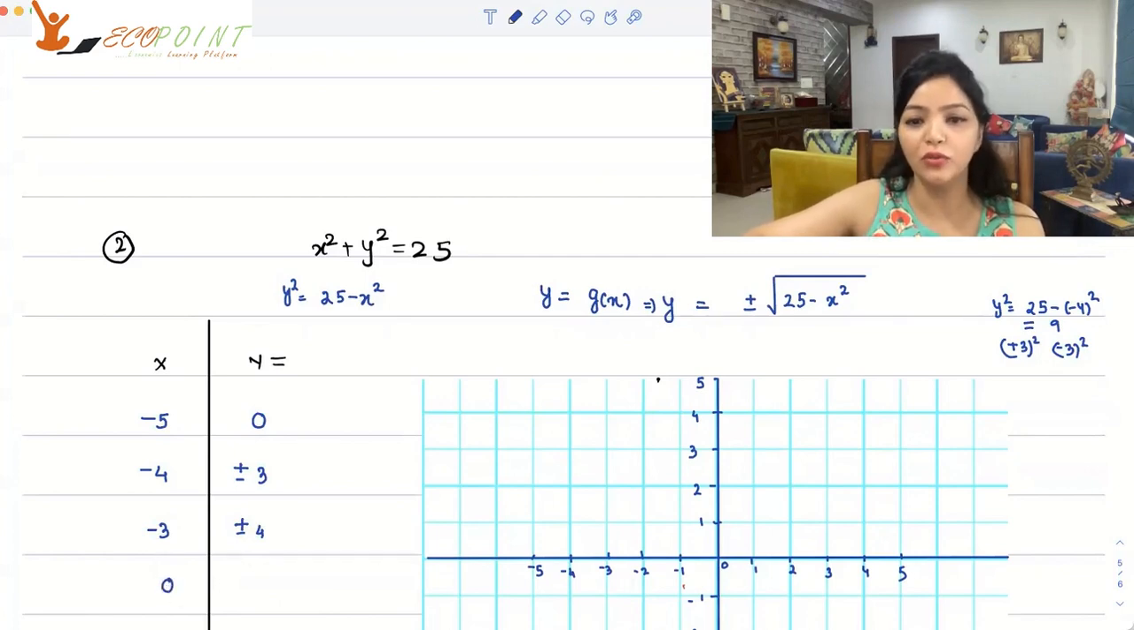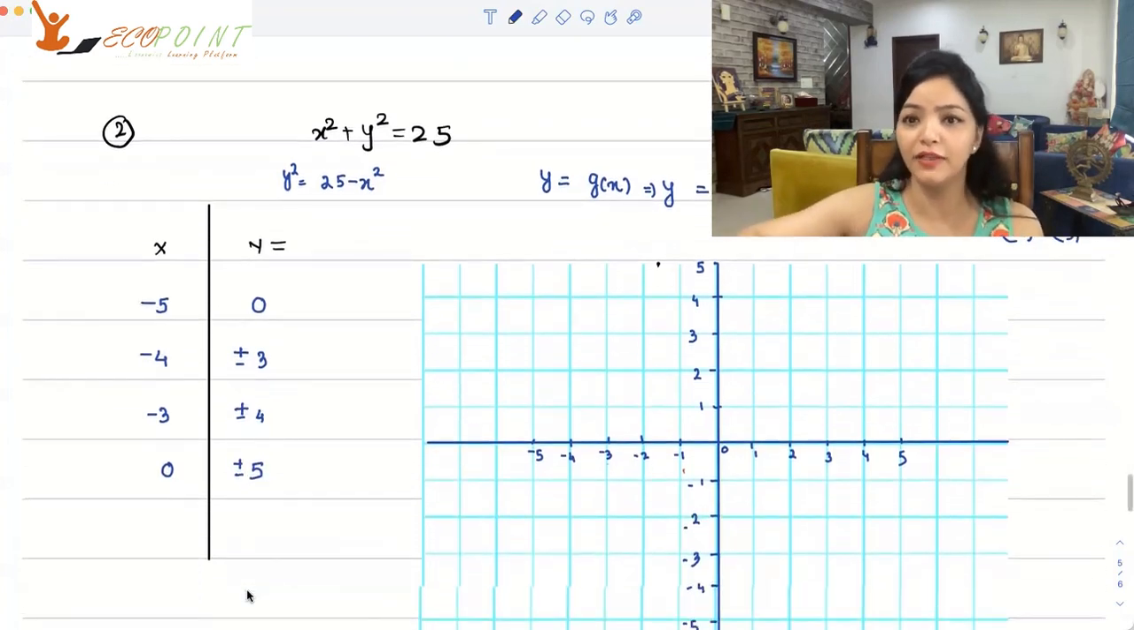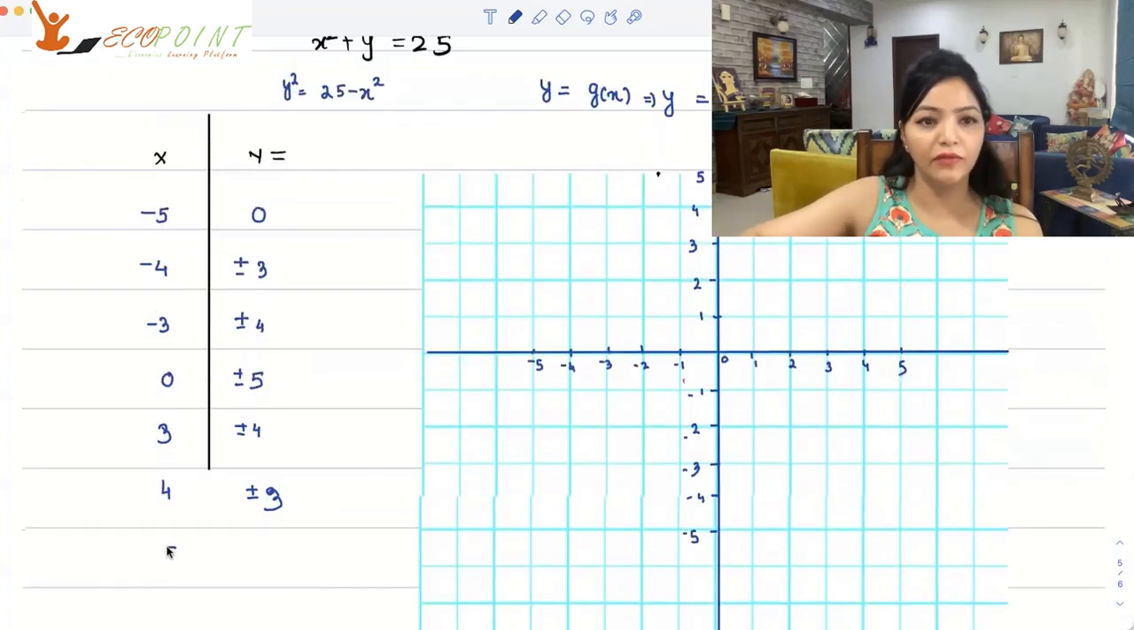When you give 0 to x, you get plus minus of 5, because you put in the value into x squared plus y squared equal to 25. Similarly, if you give positive value 3 to x, you will get plus minus 4, because it's going to be 25 minus 9, that gives you 16 inside the square root. If you give the value 4, you will get plus minus 3. If you take the value of x as 5, you will get 0, because that's what you get inside the square root, right?